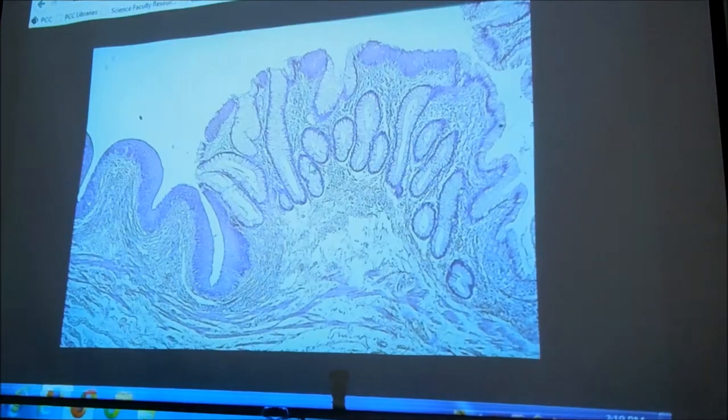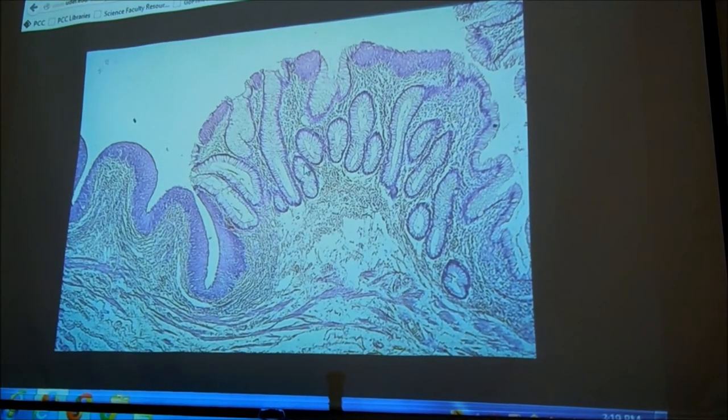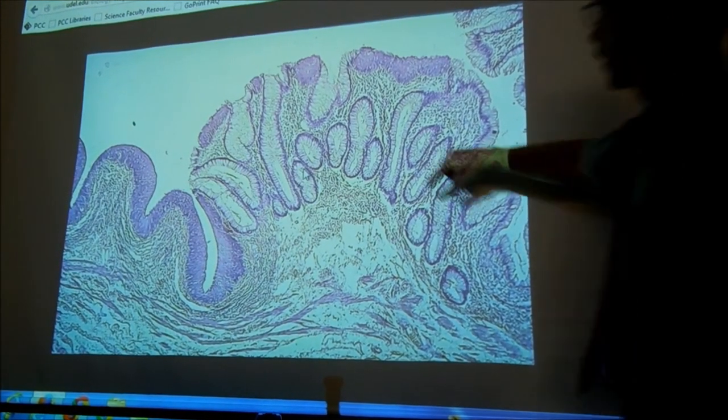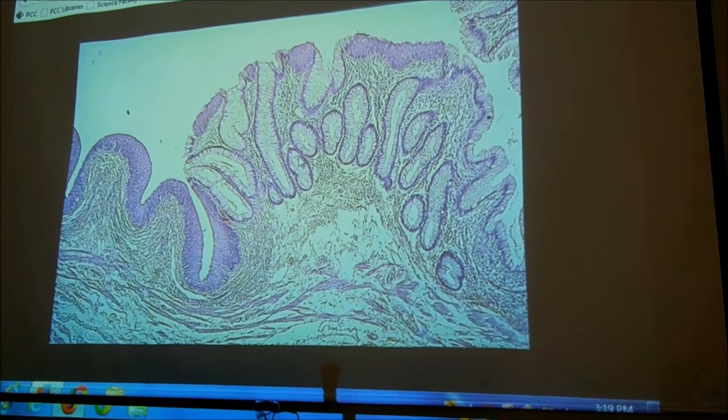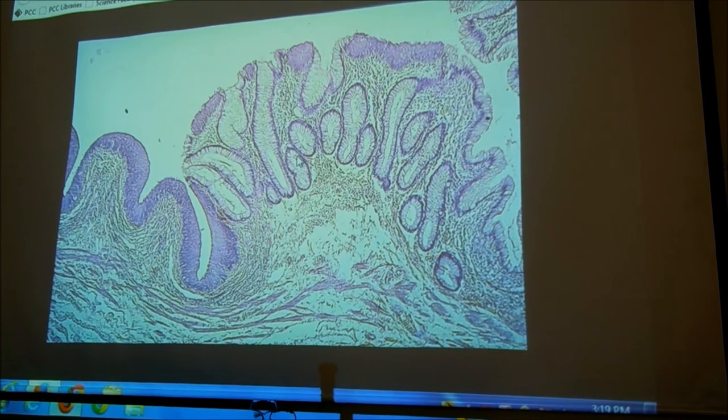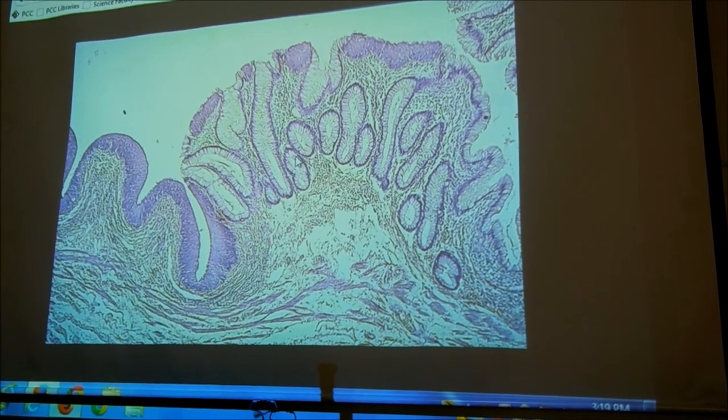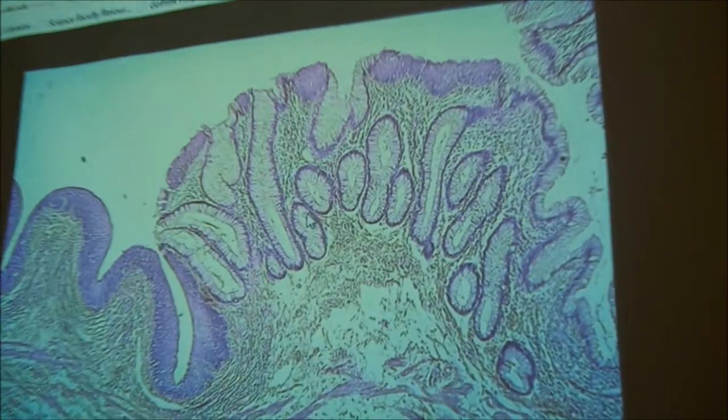Here's another picture of it. So, it looks different than a stomach. You have to practice flipping from one to the other to get the general feel for each one. As you move through the organ, they start to change shape as you get near the end.